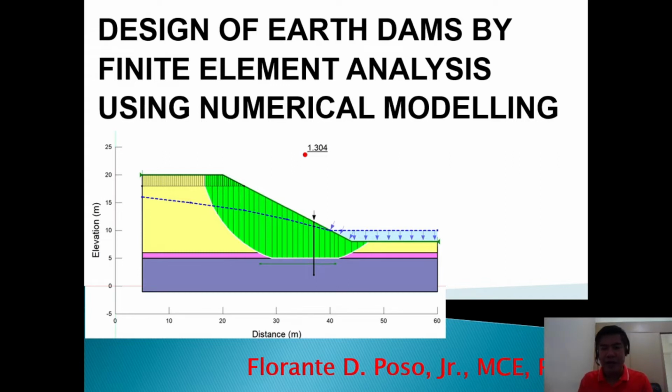We are discussing this topic on the design of earth dams by finite element analysis using numerical modeling techniques.